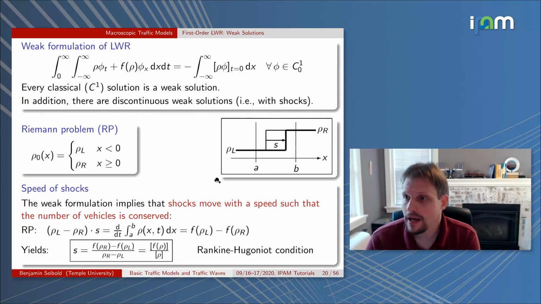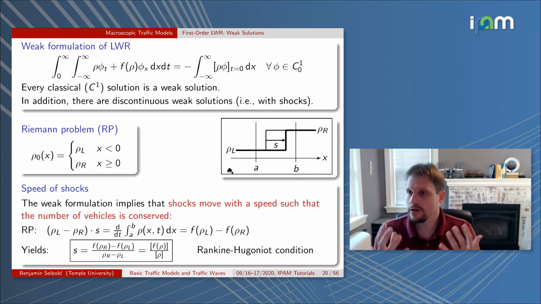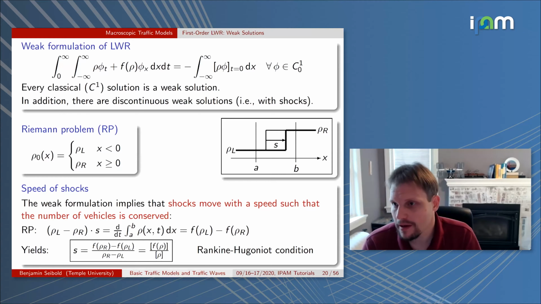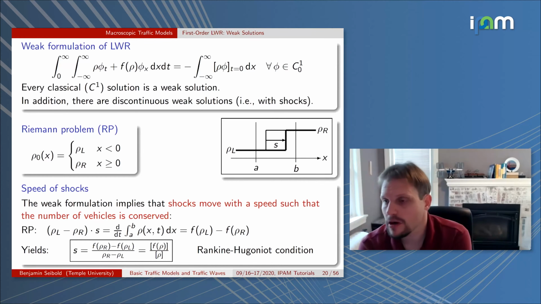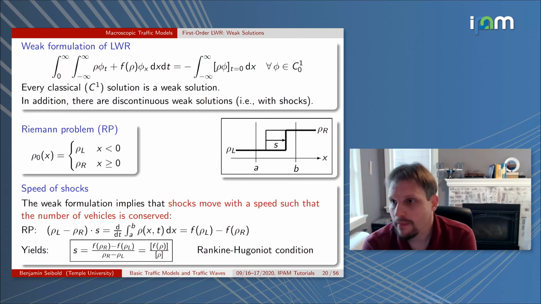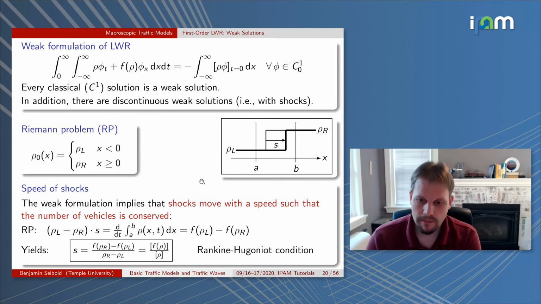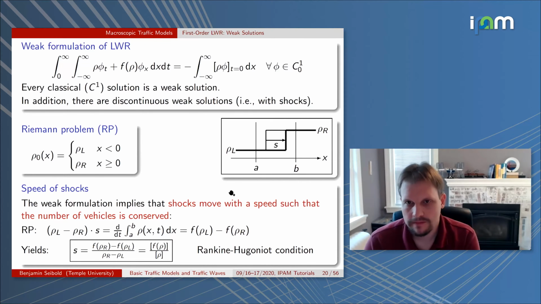And if you zoom out enough, that is what highways must have if you have a shock with a constant state on one side and a constant state on the other. This is what the speed of the shock must be: influx minus outflux divided by the density difference, because it's conservation of vehicles. Okay, but mathematically this can all be put into this nice framework of weak solutions.